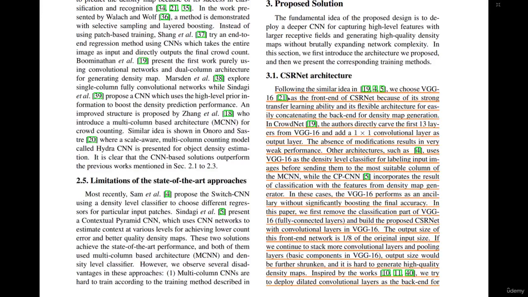The backbone of the CSRNet is a VGG16 model, and this was picked because of its flexible architecture for easily concatenating the back end for density map generation. We shall look at that shortly, and also because of its strong transfer learning ability.